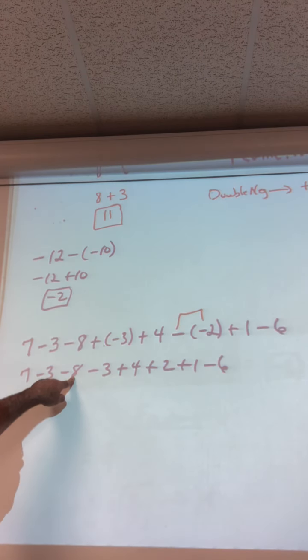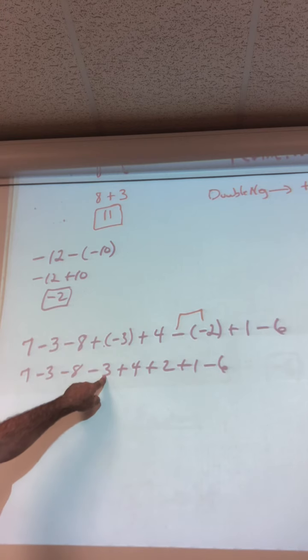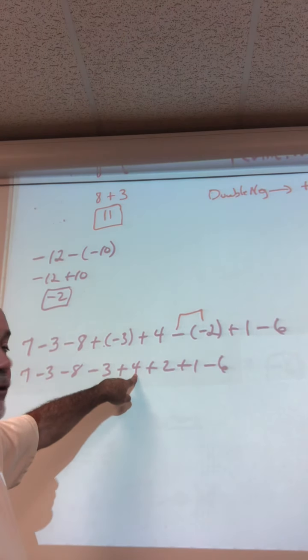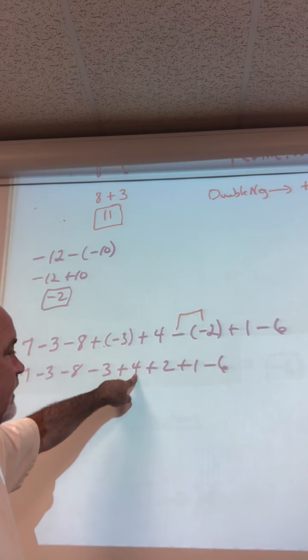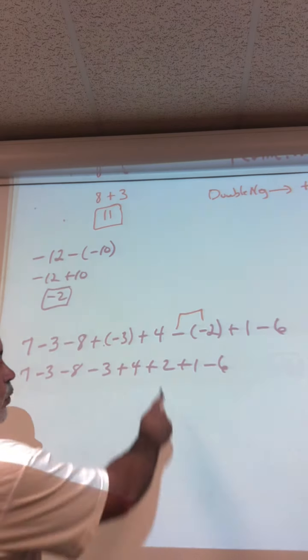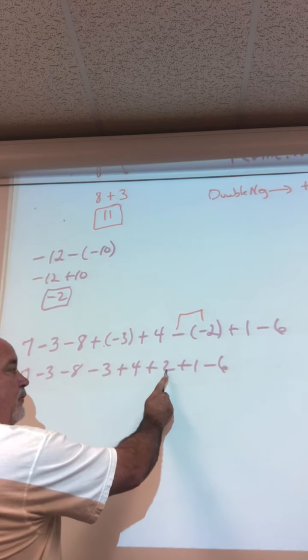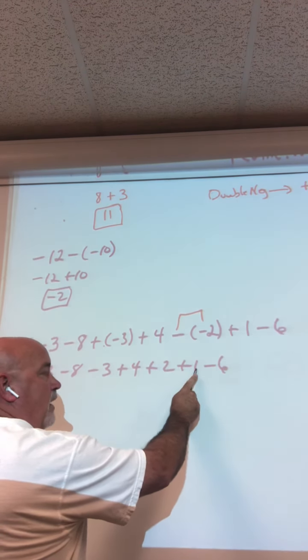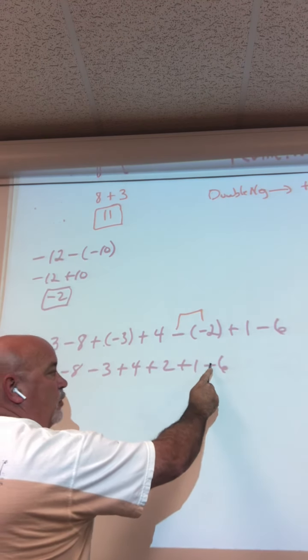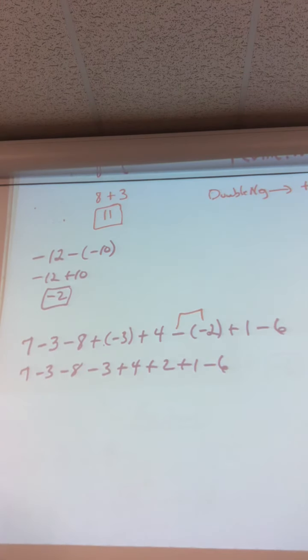If you're down 4 and you lose 3 more, you're now down 7. If you're 7 in the hole and you win 4 back, you're still 3 in the hole. If you're 3 in the hole and you win 2 back, you're now 1 down. If you're 1 down and you win 1 back, you're now even. And if you're even and then you lose 6, that means you have lost 6.